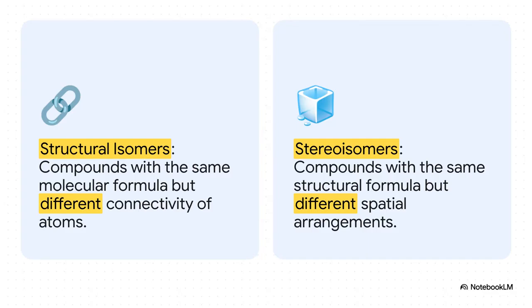Okay, now this is where things get really, really cool. You can have two molecules with the exact same chemical formula, the same atoms, but they behave completely differently. We call these isomers. You've got structural isomers where the atoms are literally connected in a different order, and then you have stereoisomers which have the same connections, but they're just arranged differently in 3D space. The classic example is your left and right hand. They're mirror images, but they're not the same.